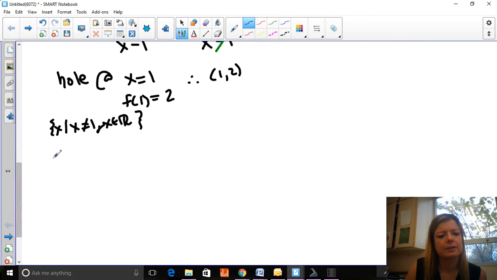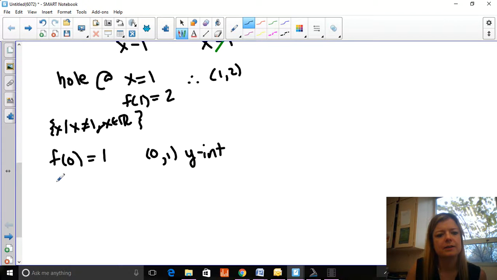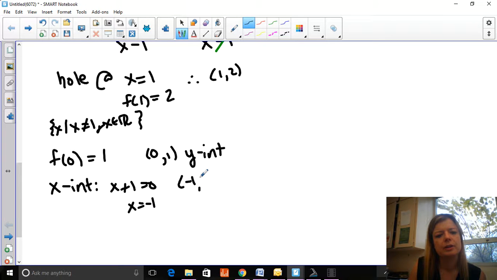Now we need to find the y and x intercepts. So f of 0 is just 0 plus 1, so 1. So (0, 1) is the y-intercept. And then to find the x-intercept, we set the numerator equal to 0. So x plus 1 equals 0, so x equals negative 1. So (-1, 0) is the x-intercept.